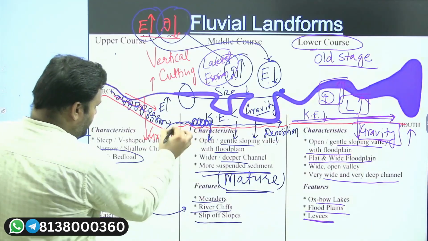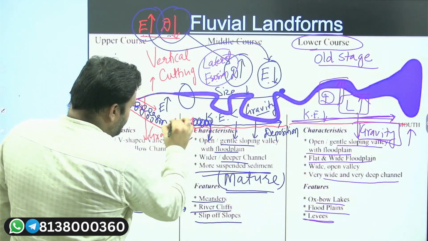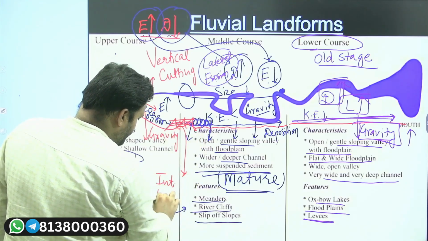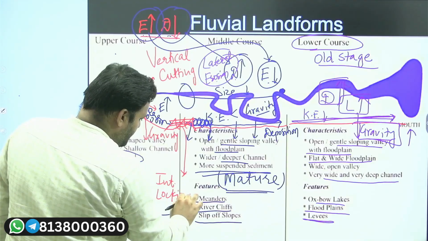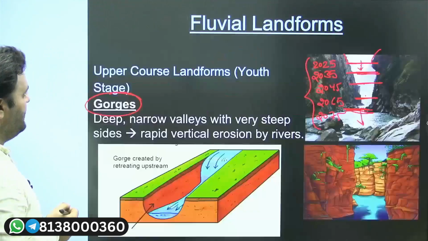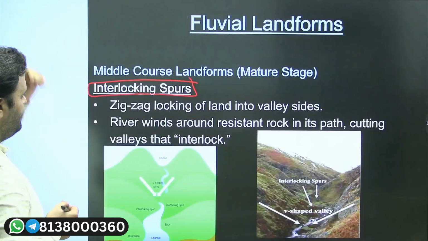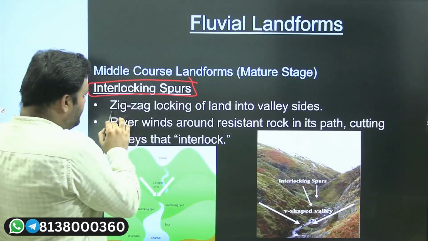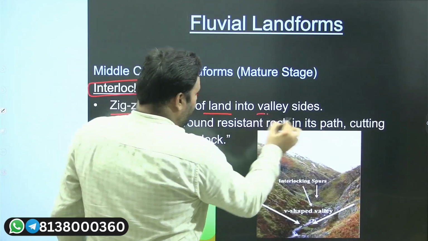Here you will see we have these interlocking spurs. So that's why we are considering these interlocking spurs in the middle course of the river. All right, so what are interlocking spurs? Interlocking spurs are basically zigzag lobes of land in the valley side.